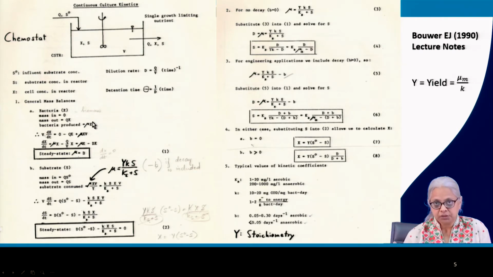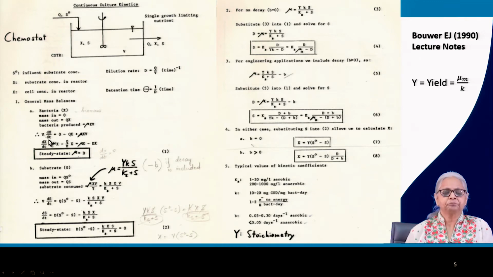That's proportionate. So whatever is happening inside the reactor is proportionate to the biomass concentration, and V is the volume. So that is the total mass that is being produced inside the chemostat. The volume times dx by dt, you can write it in this way. So you have accumulation on the left hand side, mass in is 0, mass out is Qx, and whatever is being generated inside the reactor is mu xv. This is our first point.